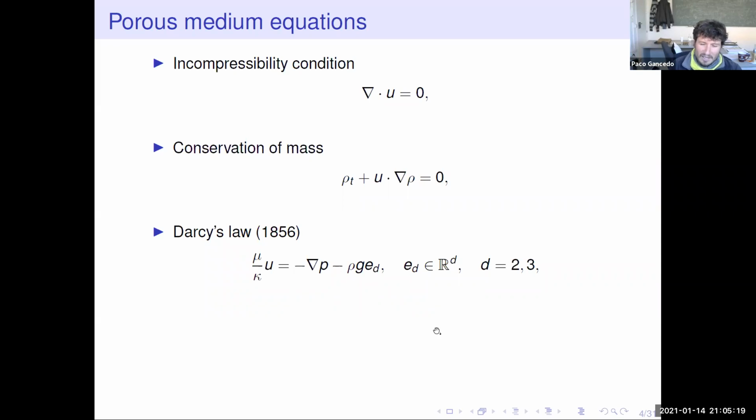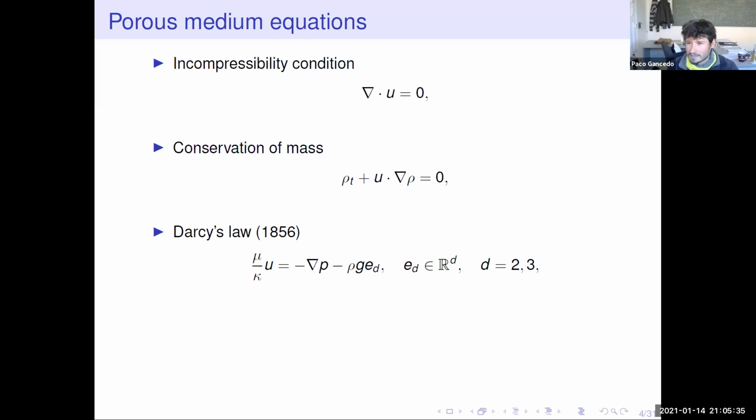So as you see, what we have over here is a transport equation where velocity and density are at the same level in terms of regularity.